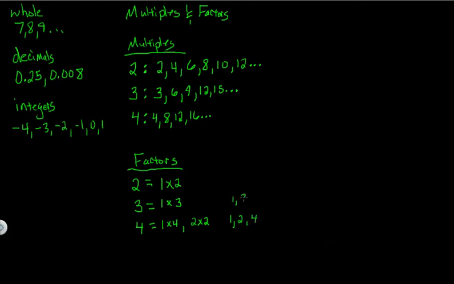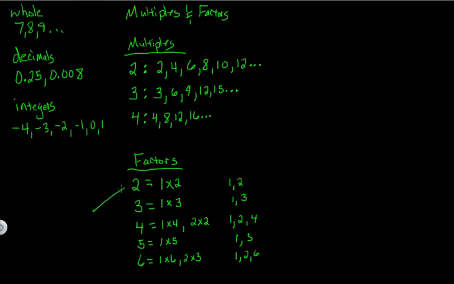Factors of 3 are 1 and 3. The factors of 2 are 1 and 2. The factors of 5, well, there's only two numbers that multiply to give us 5. That's 1 times 5. So the factors of 5 are 1 and 5. The factors of 6, we can use 1 times 6 to get 6, or we can use 2 times 3 to get 6. So the factors of 6 are 1, 2, 3, and 6. Okay, so we'll notice that there are certain numbers that only have two factors, 1 and the number itself. So 2 is an example of that, 3 is an example of that, 5 is an example of that.